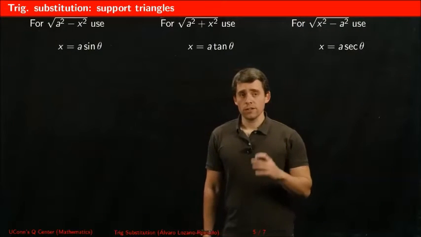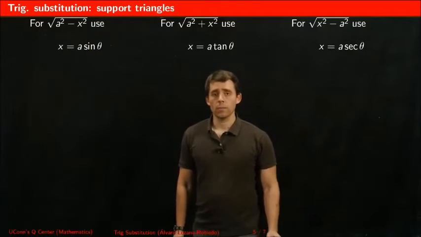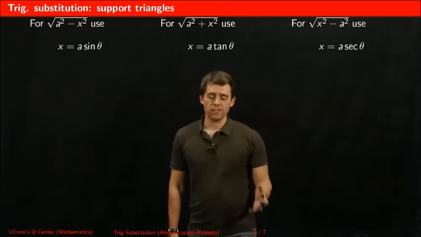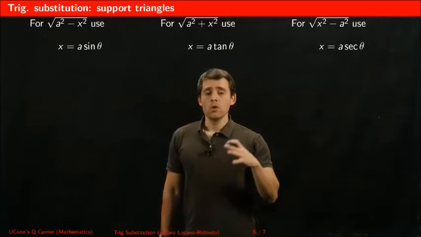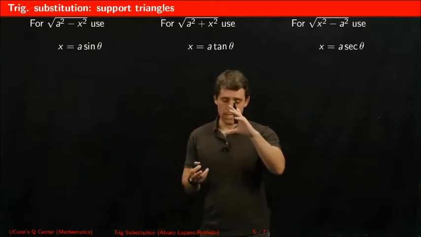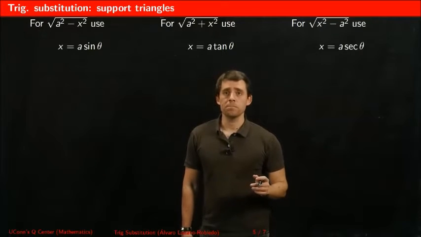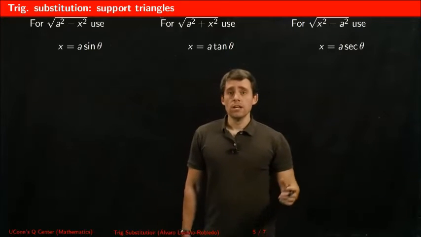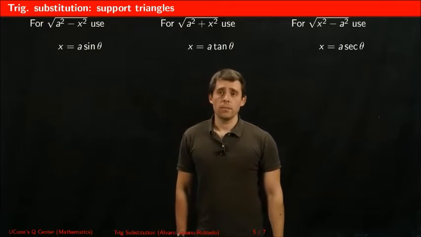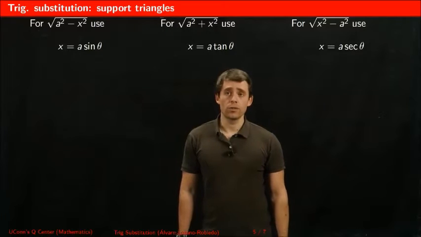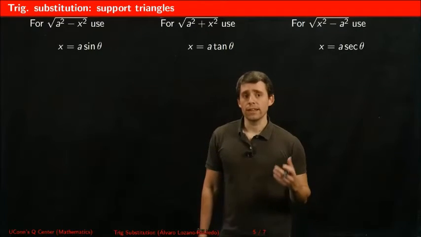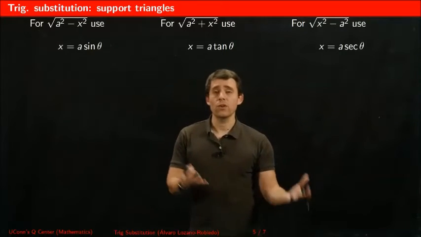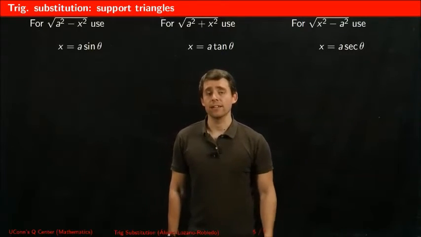All right, so this is the last slide I want to talk about: the support triangles that you use in these kind of exercises. In our previous example, what we did was keep the limits of integration through the end, and then just switch the limits of integration to the new variable. Sometimes if you are using the method of integration with trigonometric substitutions and you're doing an indefinite integral, you'll find out that you switch to the variable theta, but then you have to go back to the variable x at the end of the exercise.